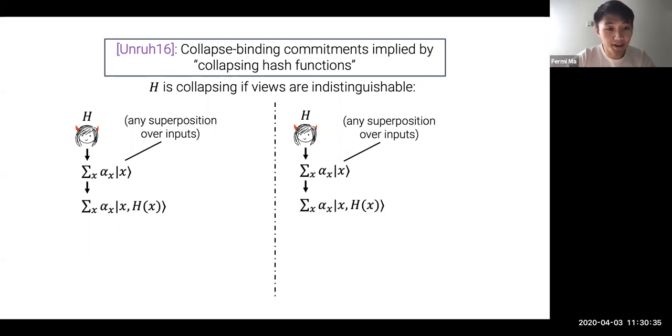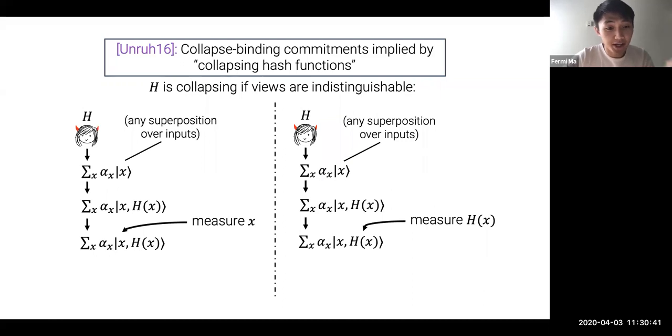The challenger is going to evaluate the hash function in superposition. And depending on what the challenge bit is, the challenger is either going to measure the X registers, so the input, or it's going to measure the output. Okay. And we give this back to the adversary.